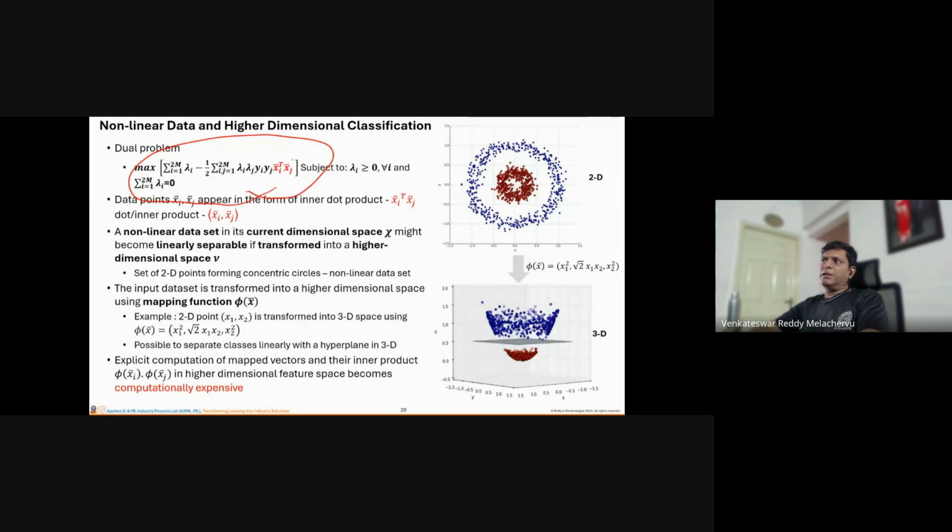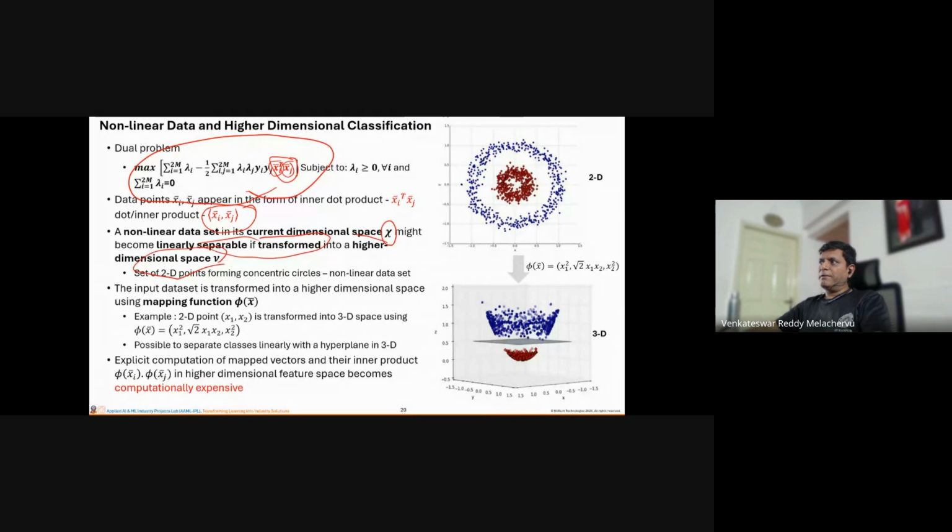If you look at the dual problem, the solution is nothing but the dot product of two data points: the transpose of one data point times the other data point, also called the inner product or dot product, which is mathematically represented using angular brackets between x and x prime. A non-linear data set, in a higher dimension called psi, the Greek alphabet, might become linearly separable if transformed into a higher-dimensional space.